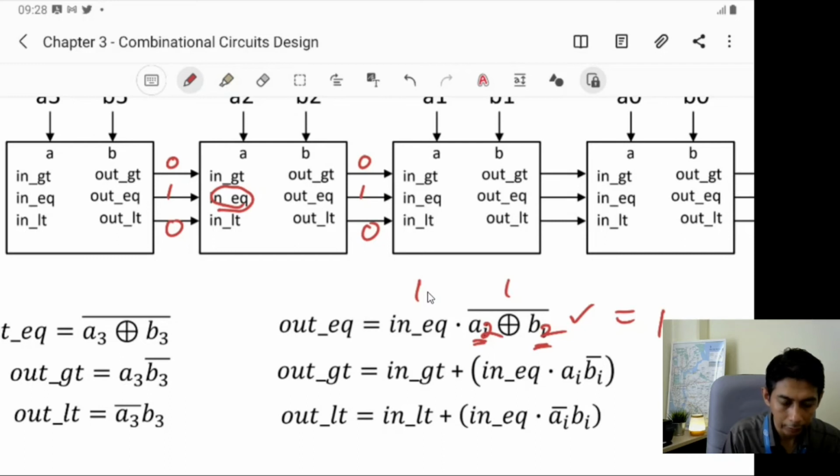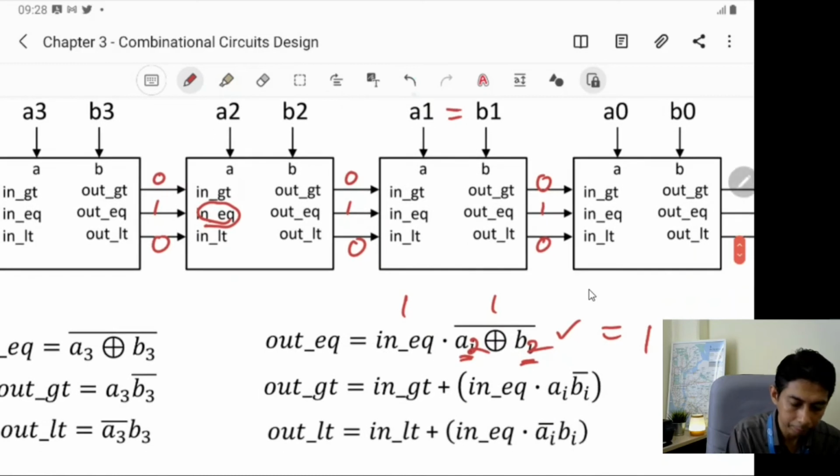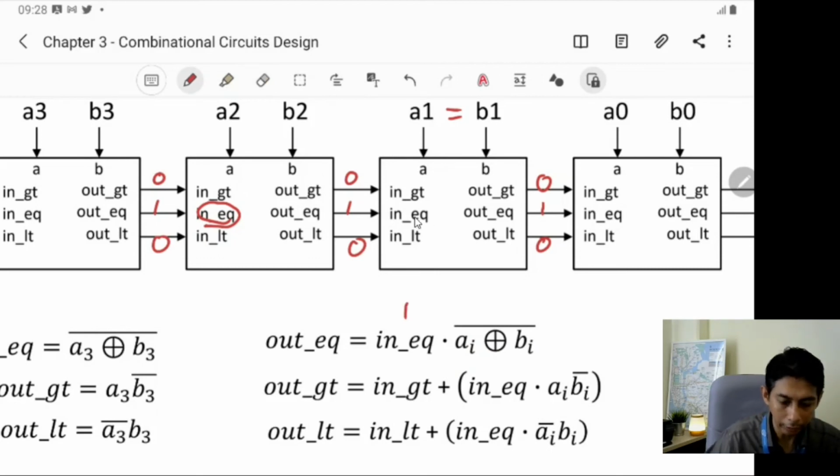All right, and again, let's assume that this one is also equal. So we want to propagate this to the output here. So this is the same. All right, so we have in equal to 1, and the output here equal to 1. Then we have the output here equal to 1.